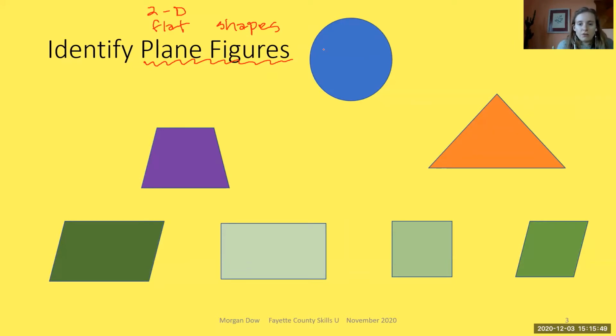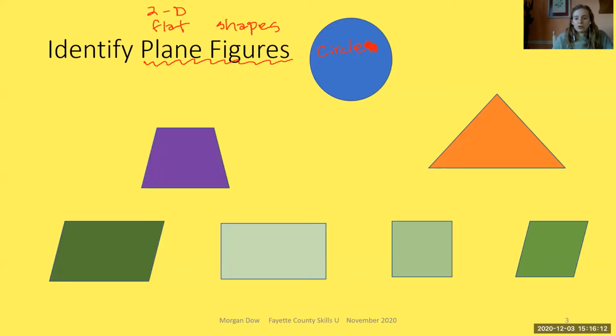All right, so our first shape up at the top here is a circle. Circles are a little bit different from the other shapes we're going to be working with, because circles don't have any sides, right? Circles just have that curved edge to them.